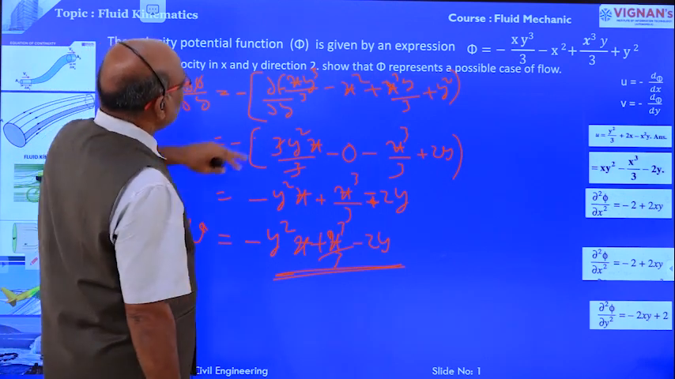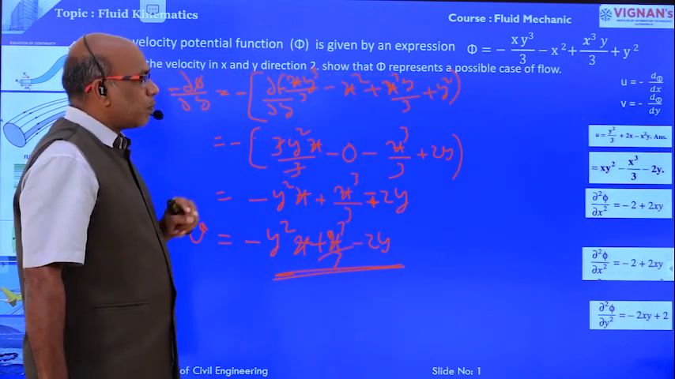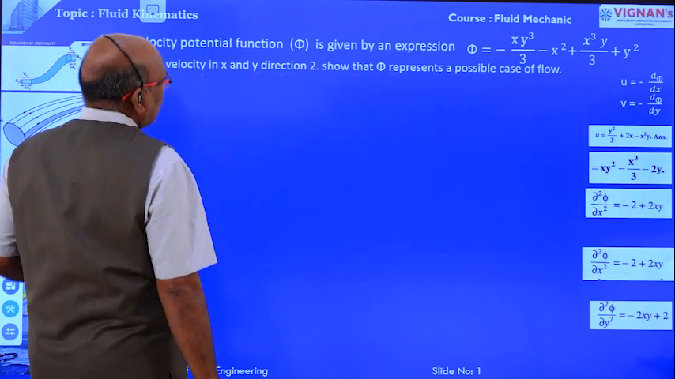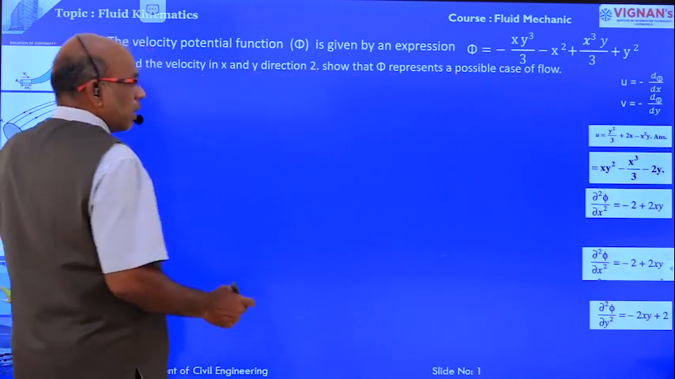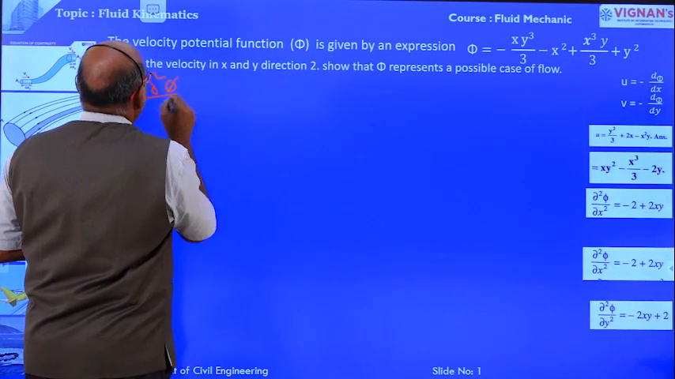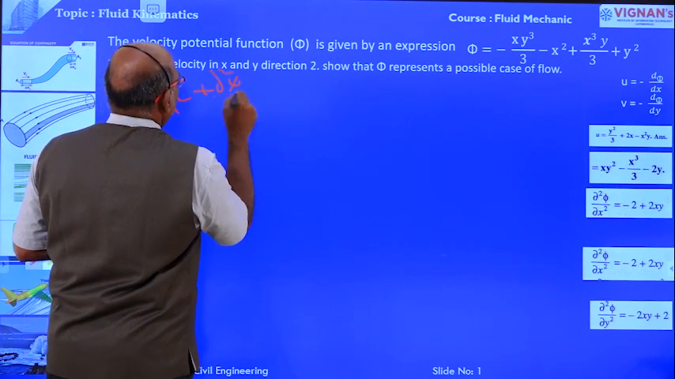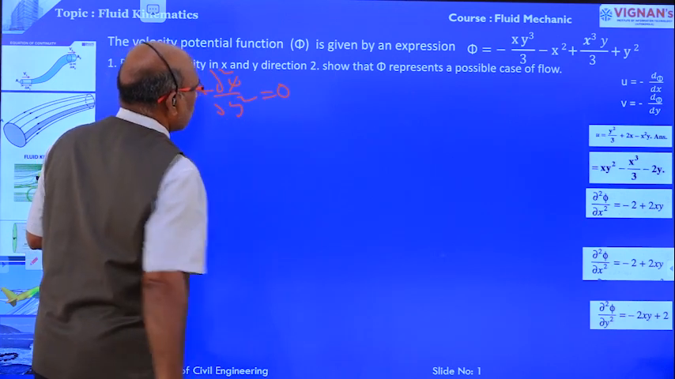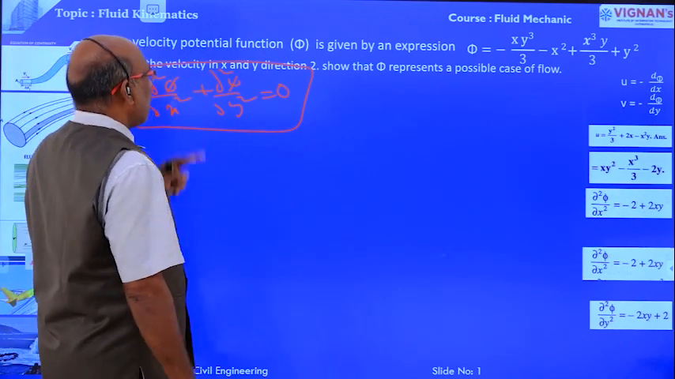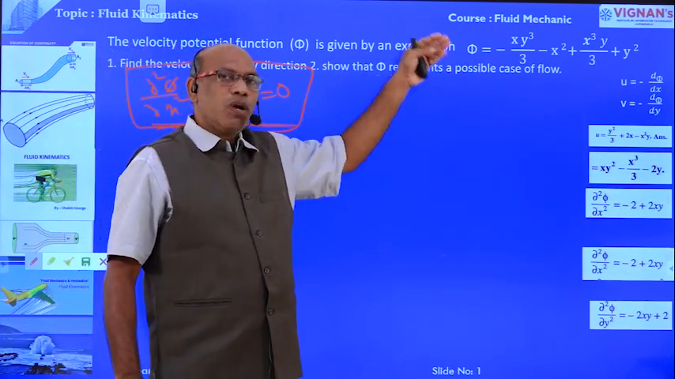Okay, they have asked one more question, that is, whether pi represents a possible case of flow or not. For that purpose, first we are going to take the Laplace equation, right? What is the Laplace equation? Laplace equation is dou square pi by dou x square plus dou square pi by dou y square is equal to 0. If the given velocity potential function pi satisfies this equation, then the flow is a possible case of flow, right?